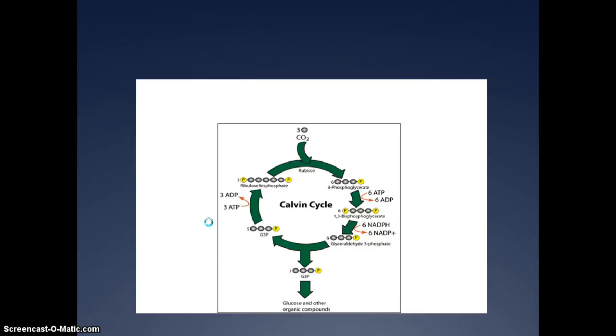Notice, carbon dioxide enters in, glucose comes out, and during that process our ATP, which was generated in the light dependent reaction, is now being used up. NADPH becomes NADP plus again, and only in this form can it pick up electrons in the light dependent phase, and the cycle can continue.